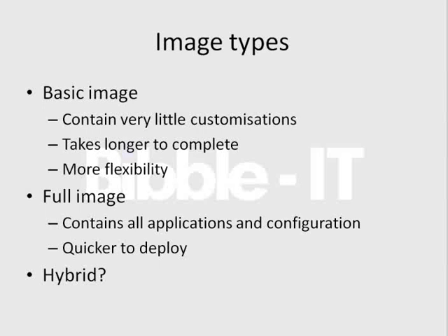So if you've got different applications that need to be installed for, say, your HR department or for your accounting department, you can do one basic image and then just set up different task sequences that would install the different customized applications they would need. That does, however, mean that it would take longer to complete because you're not just deploying an image that's ready to go, you're deploying a baseline image and then making lots of customizations to it.